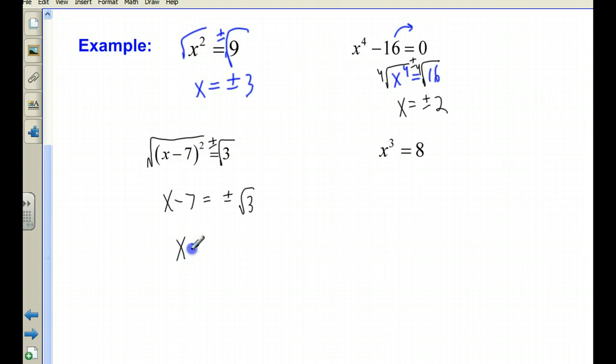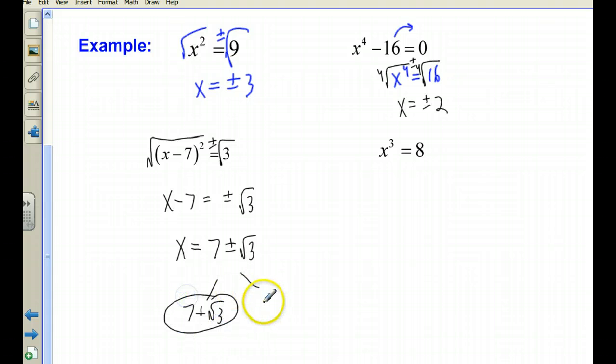When I add 7 to the other side, you could put plus or minus square root of 3 plus 7. But if you want to look like a mathematician, you'll put the 7 first in front of the plus or minus. It just looks better and makes more sense. That represents two answers, just so you know. That represents the answer 7 plus square root of 3, and that represents the answer 7 minus square root of 3.